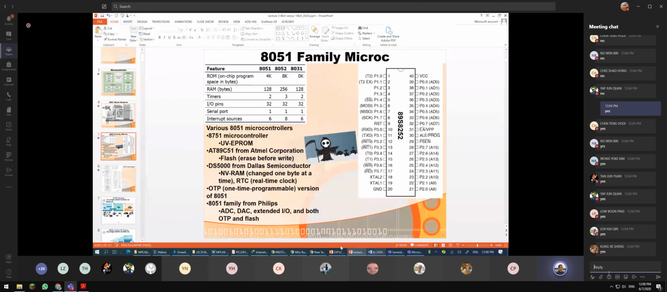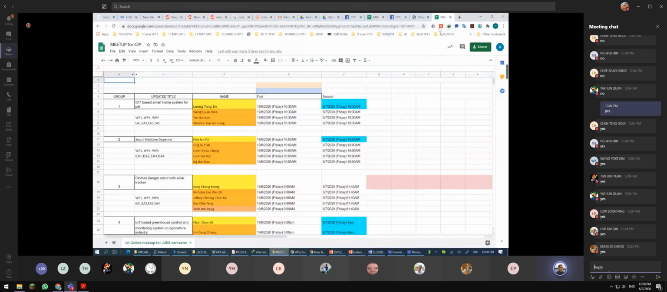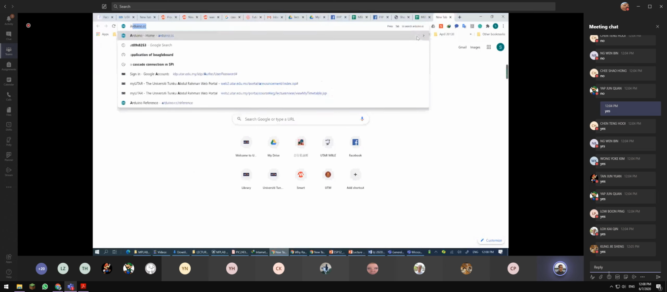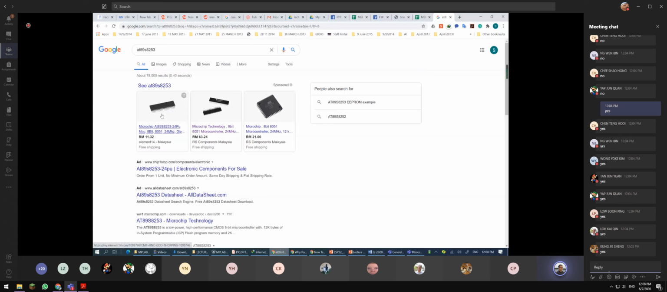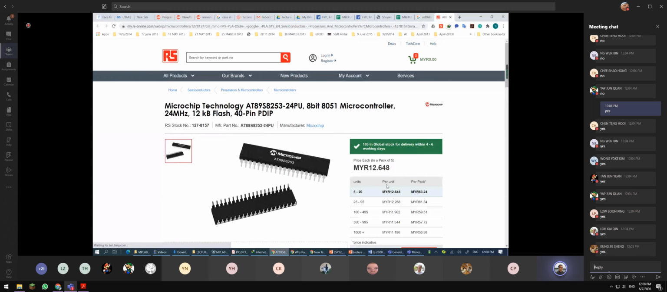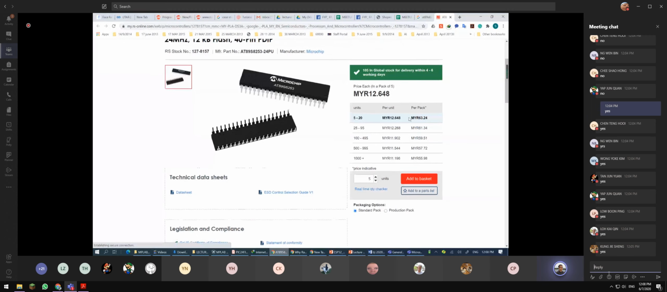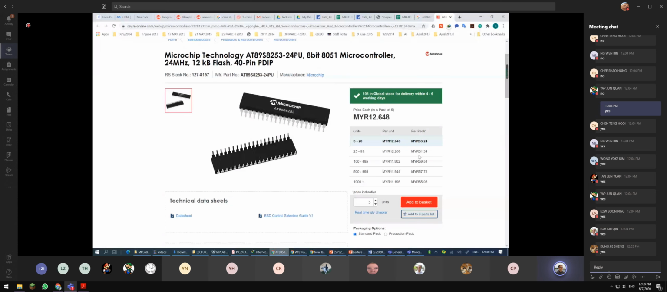Why do I say so? Just for example, let's type AT89S8252, 8253. The AT89S8253 price is about 11 ringgit. Why so expensive? In RS it sells for about 12 ringgit per unit, and one pack is about 20 units. If I'm not mistaken, it's about 60 over ringgit.